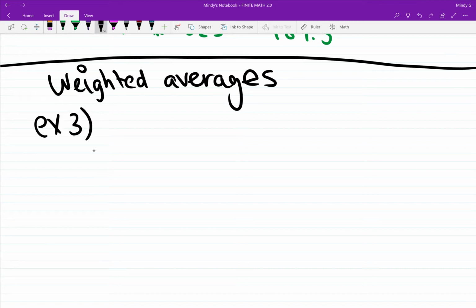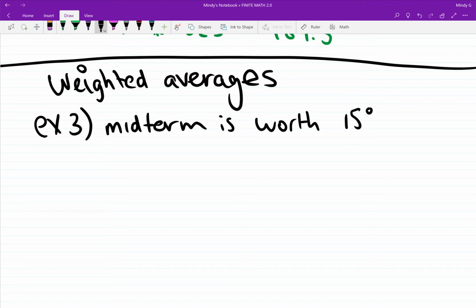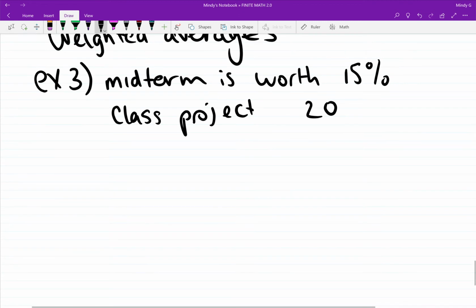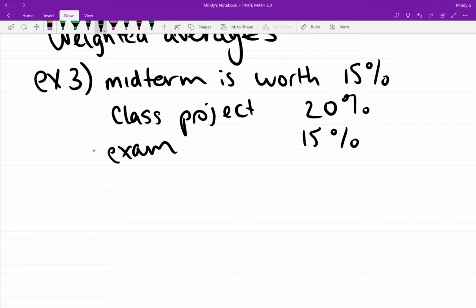All right, let's say that your midterm is worth 15% of your grade. You have a class project worth 20% of your grade. You have homework, which is 50% of your grade. You have an exam, which is 15% of your grade. Okay, so 100% of your grade is found this way.